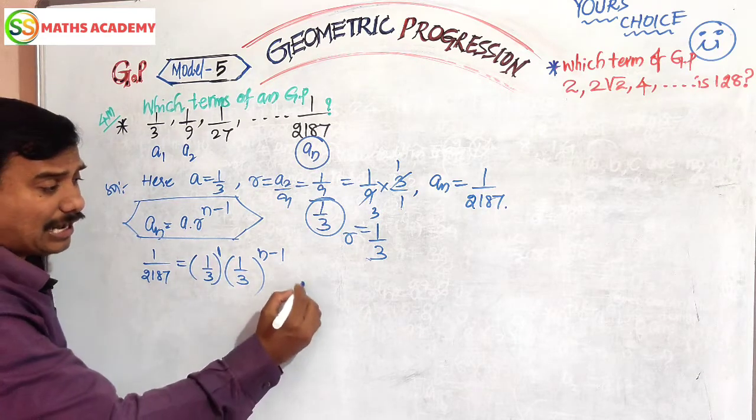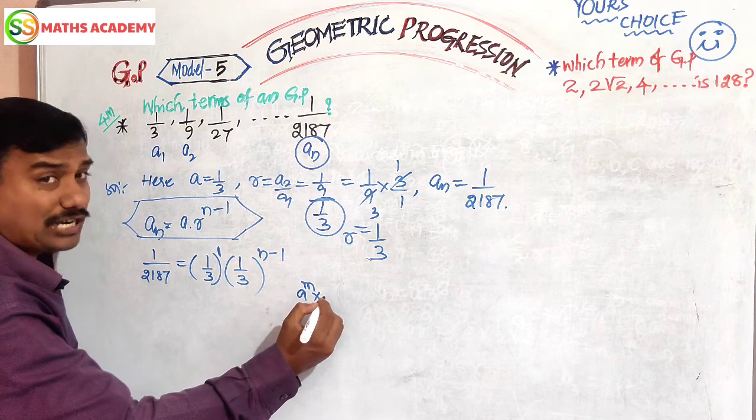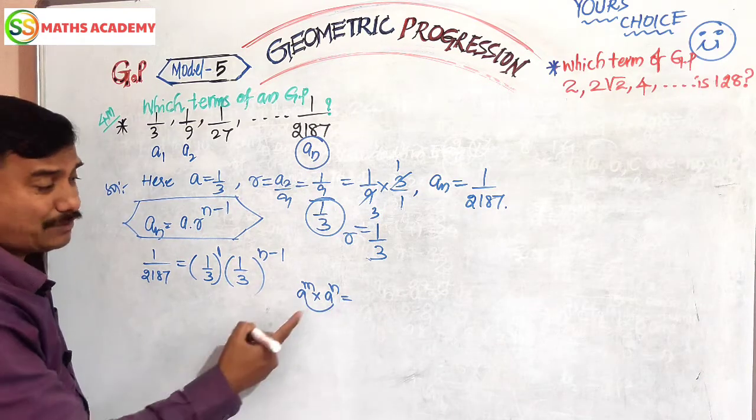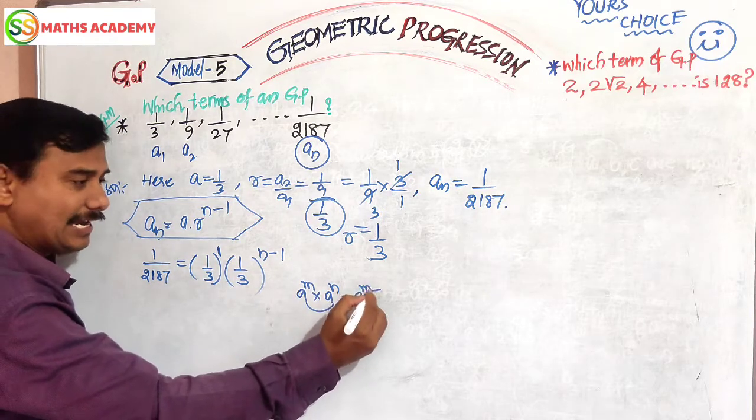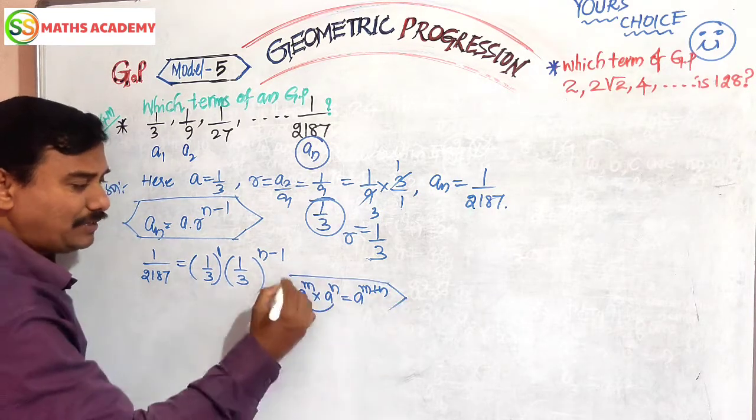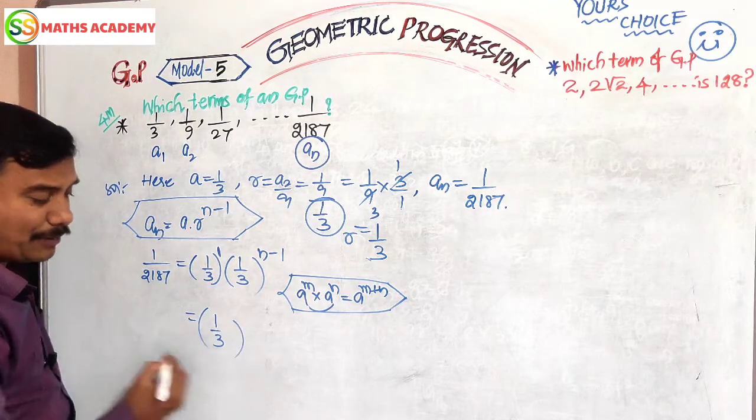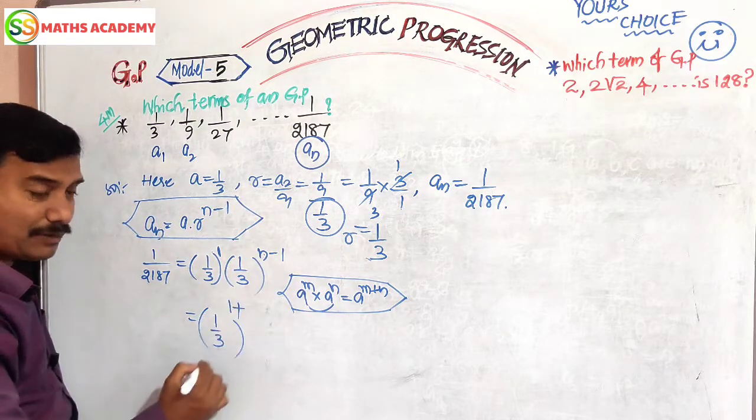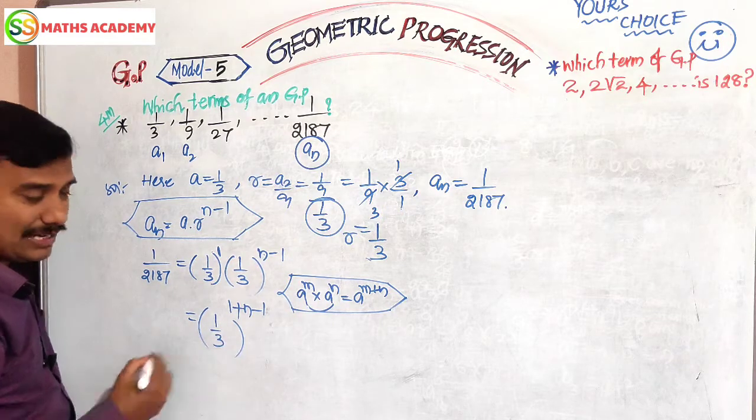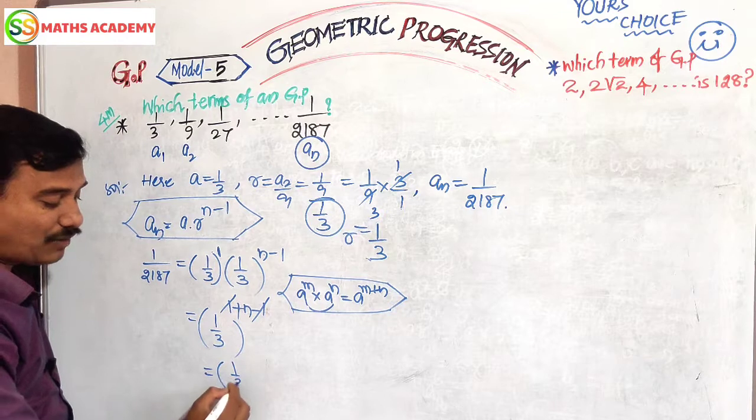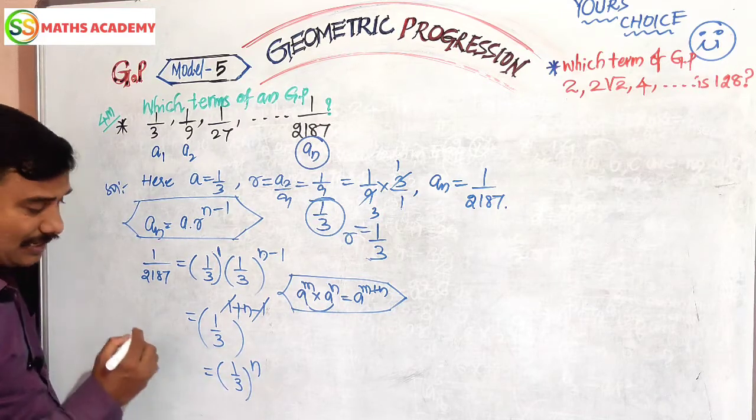In algebraic exponent formulas, when the bases are equal in multiplication, the powers should be added. The same concept we have to apply here. Taking 1 by 3 as the common base, the powers should be added: 1 plus n minus 1, where plus 1 and minus 1 get cancelled. We get 1 by 3 whole power n.